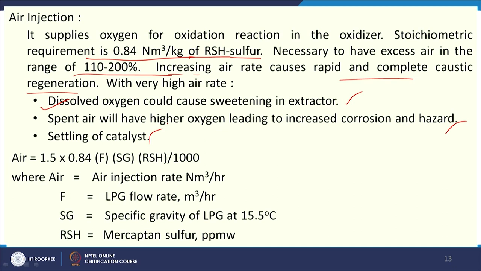Now, how can you quantify the air requirement? There is a formula provided here in the case of LPG. Air requirement is 1.5 × 0.84 × F × SG × RSH / 1000. Here, the air injection rate is in normal meter cube per hour, F is the LPG flow rate in meter cube per hour, SG is the specific gravity of LPG at 15.5 degree centigrade, and RSH is the mercaptan sulphur in ppm weight basis.